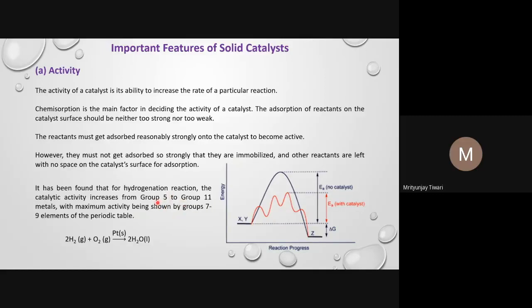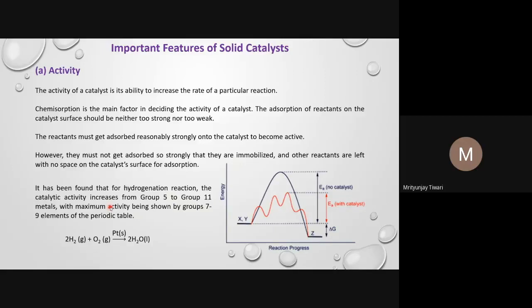So the catalytic activity increases from group 5 to group 11, but the maximum activity is shown by group 7 to 9 elements. What does it mean? Maximum activity is shown by group 7 to 9 elements. Group 7 is the manganese family: manganese, then iron, then cobalt. Maximum activity is shown by manganese, iron, and cobalt family members.